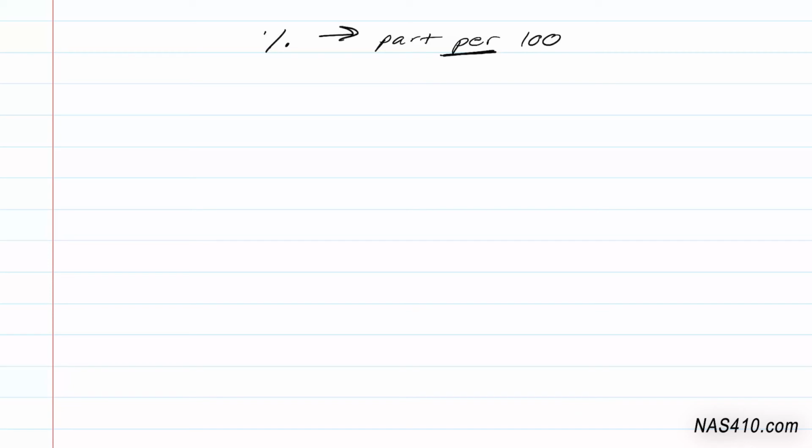Let's say you took your NAS 410 basic exam and you did really good. You got 36 out of 40, and so you're pretty stoked about that. You know you passed, but you want to know what your percentage is. So you stick this in your calculator, 36 divided by 40, and it spits out 0.9. And so we multiply it times 100 because a percentage is a part per 100, and you get 90%.